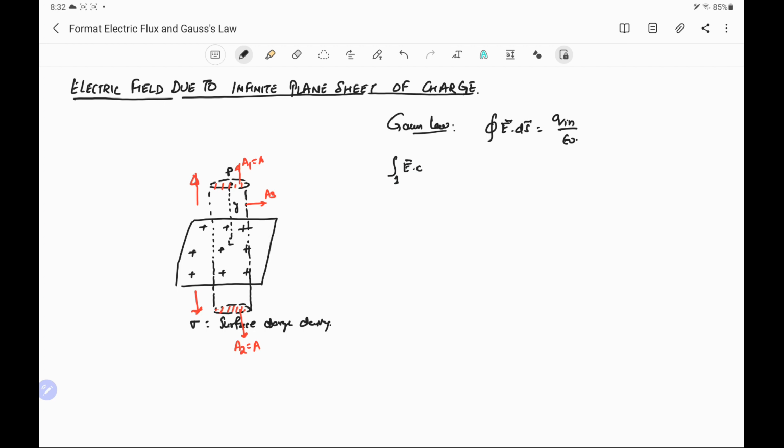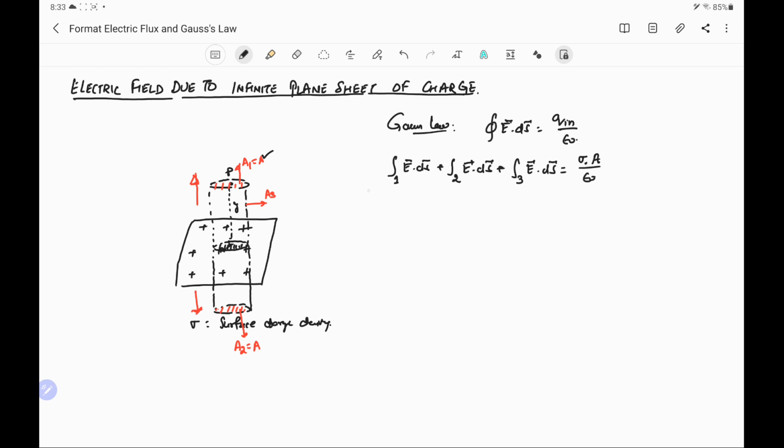E dot ds. Then surface area 2, which is also circular and is the bottom circle, E dot ds, plus the third surface, the cylindrical surface, E dot ds, and it is equal to the charge enclosed. This cylinder encloses a circle of area A, because the bottom and top circular areas are equal to A in magnitude. Therefore, the charge enclosed will be the surface charge density sigma times the area enclosed by the Gaussian surface, A, divided by epsilon naught.